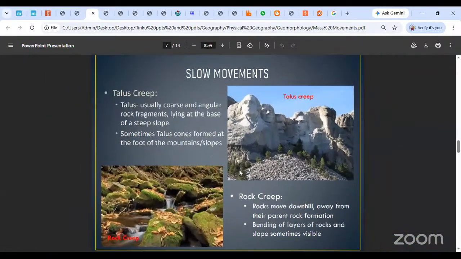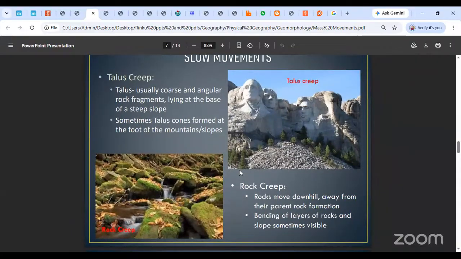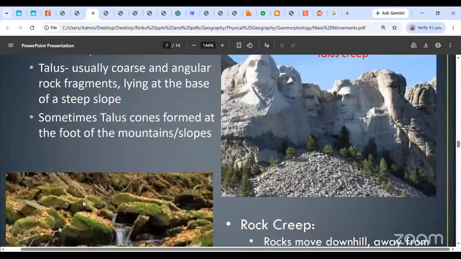This is talus creep. What you can see here is talus. Let me explain what talus is. This is a mountain, Mount Rushmore in South Dakota in the USA. Four presidents are carved on top of it: Washington, then Jefferson, then Teddy Roosevelt, and Abe Lincoln.